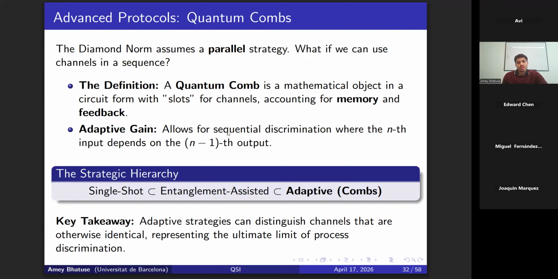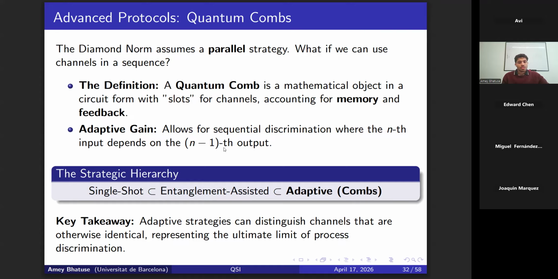And so the strategic hierarchy between these three techniques is like this: if you have single shot, then you have some probability of success. If you have entanglement assisted channel discrimination, then you can have a higher chance of success. And there's another protocol that we can have, which is a sequential protocol called quantum combs, where you can have a much higher probability of success.